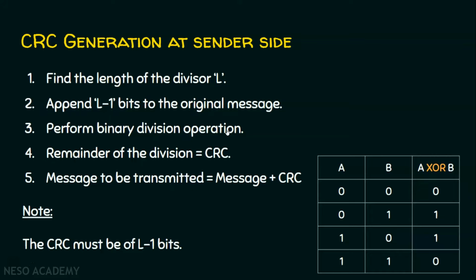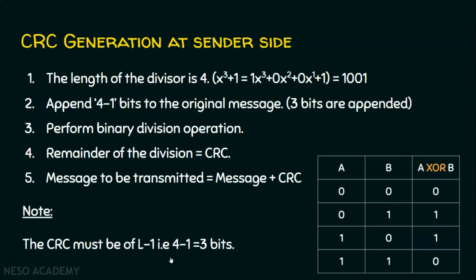To perform the binary division operation, we need to know the exclusive OR operation. For same input, we will be getting 0 as the output. For different inputs, we will be getting 1 as the output. Then after we complete the binary division operation, whatever we get as the remainder, that is the CRC code. And the message to be transmitted is the original message that is appended with the CRC code. So please note, the CRC code must be of L-1 bits. In step number 2, we appended L-1 bits to the original message before we carry out the binary division operation. So L-1 bits should be the CRC code.